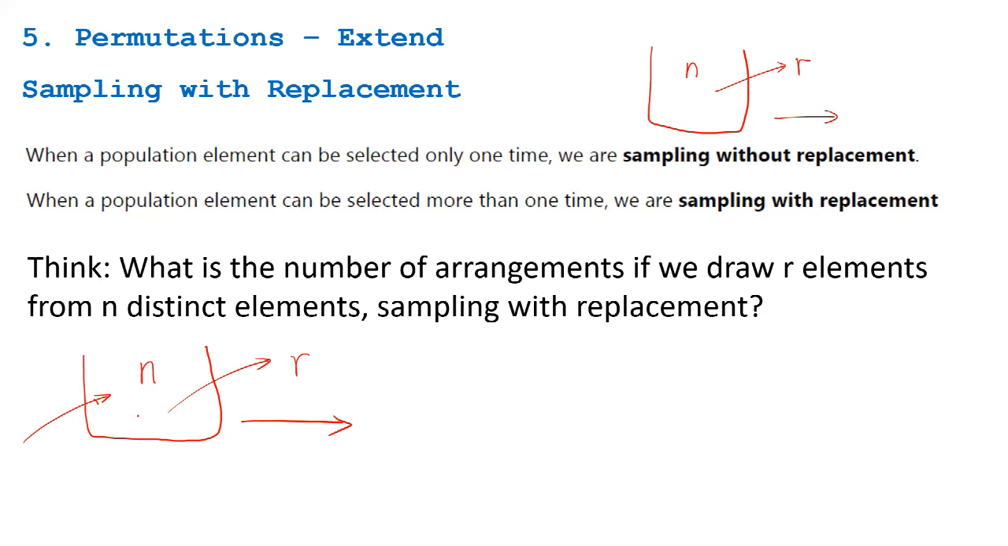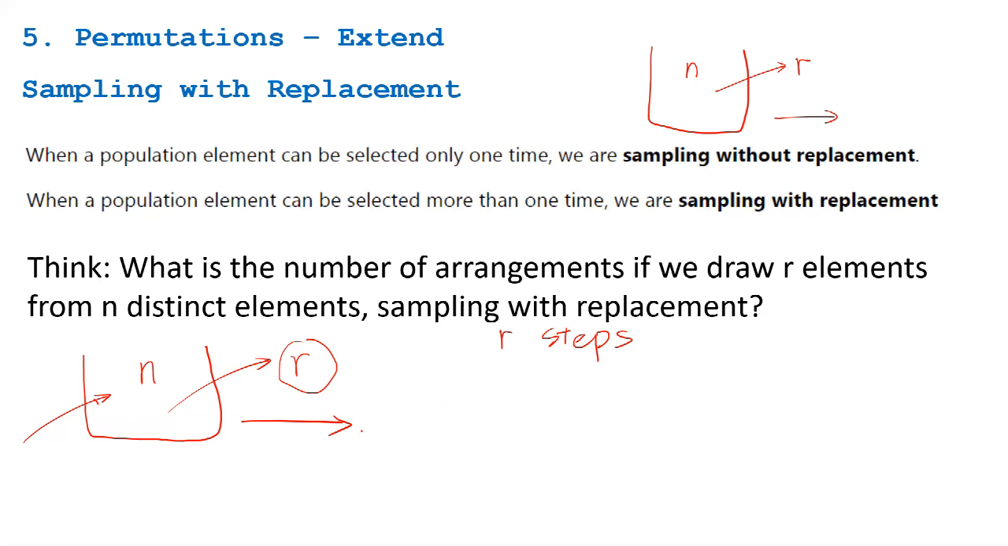So now can you imagine what is the number of arrangements if we draw our elements from n distinct elements, sampling with replacement? So how many different ways can we do this? We can use the rule of product, right? So if we draw our elements out of n elements with replacement, that means to finish this task, there are steps, right?